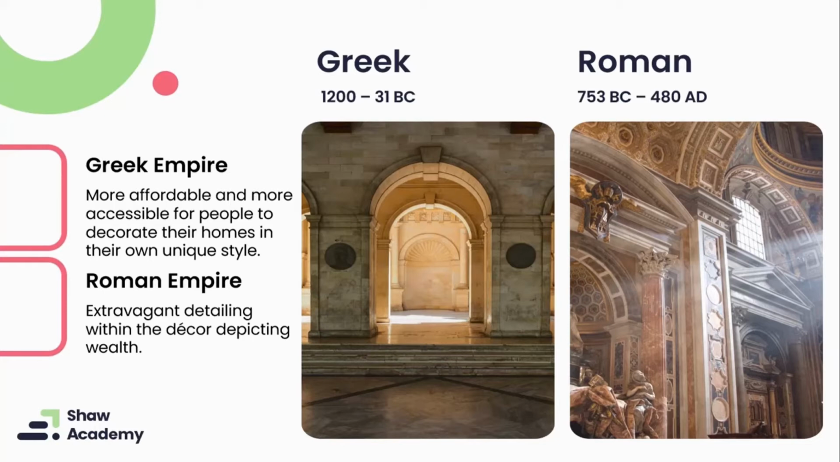In both these periods, we see characteristics of large columns and grand buildings. We see the use of silver, gold, and ivory in all of their interior spaces, and we see the inclusion of art and heavy detailing.